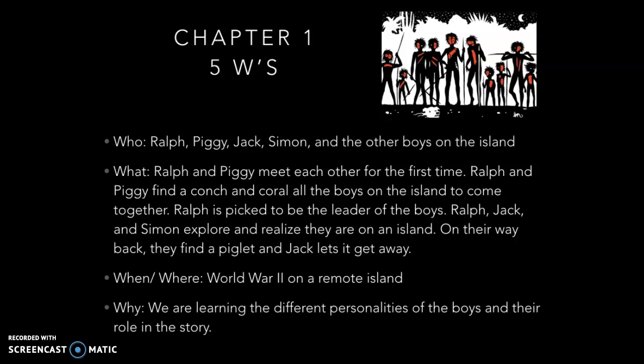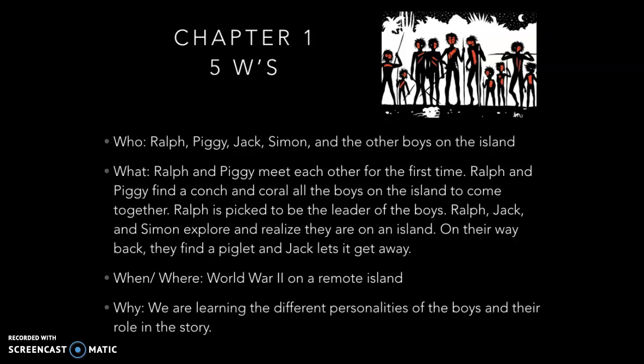So Ralph, after blowing the conch, corrals all the boys, and they're all very young. Once you read their ages, some are little kids all the way up to maybe 12, maybe 14, the oldest. And Ralph is now trying to figure out how to get order. So they all take a vote for who should be the leader, and Ralph is picked.